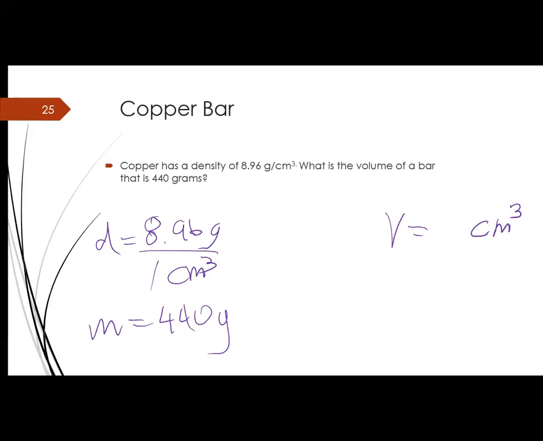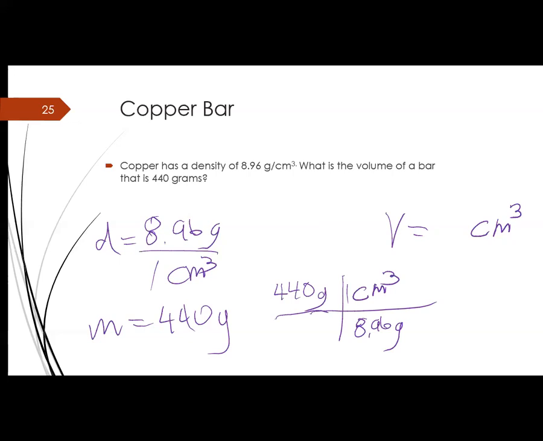So one way to do that is we could say, well, this density one, we clearly have to have that centimeters cubed on top because we want that unit left over. So that gives us the 8.96 grams on the bottom. And if we want to get rid of those 8.96 grams, well, we should multiply that by the mass of our bar, 440.